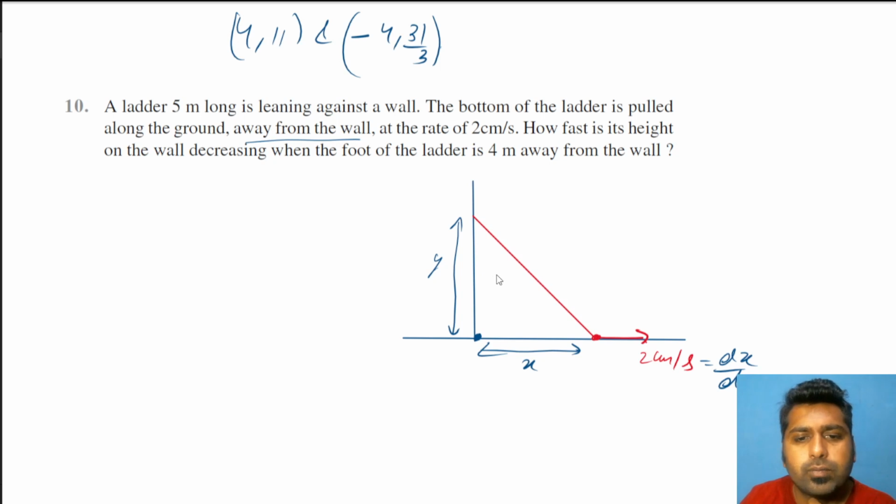The ladder is 5 meters long. He's asking how fast the height on the wall is decreasing when the foot of the ladder is 4 meters away. So this is the value of x, the foot of the ladder.